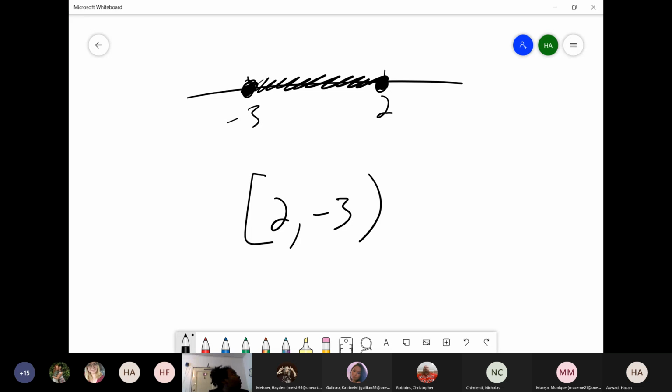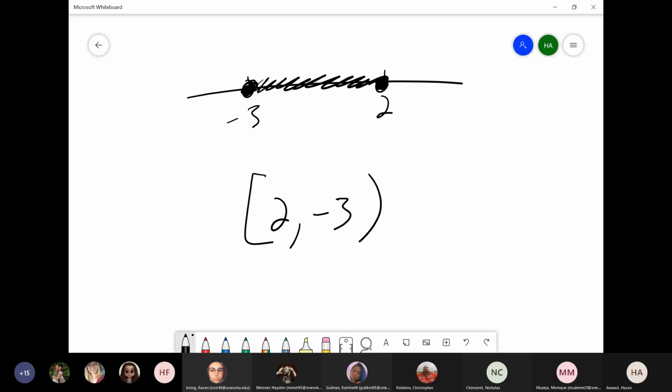So who can tell me one of the mistakes? And again, the mistake is going to be with the interval notation. Okay, saw a lot of hands go up. I'm just going to pick on somebody I haven't picked on today. Raven, if you want to help me out. Wouldn't -3 go first? Yes, exactly.